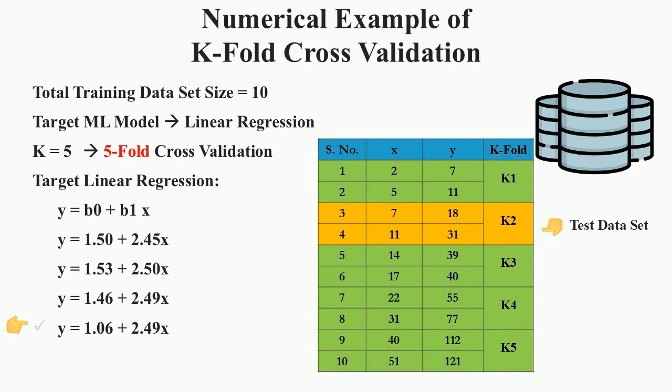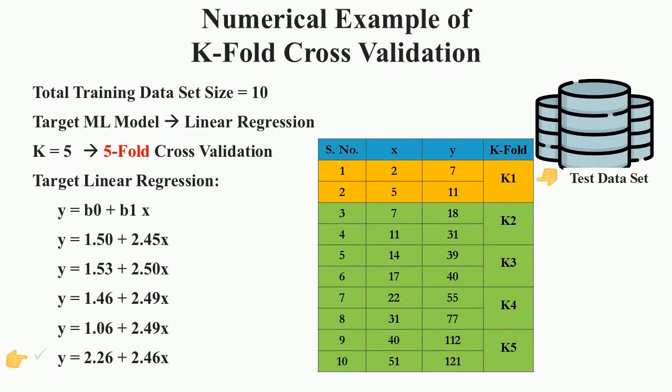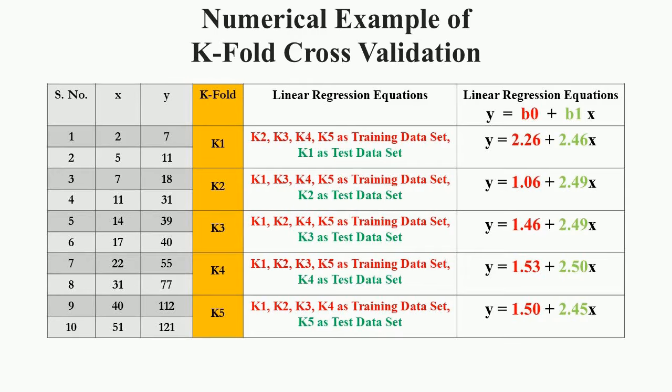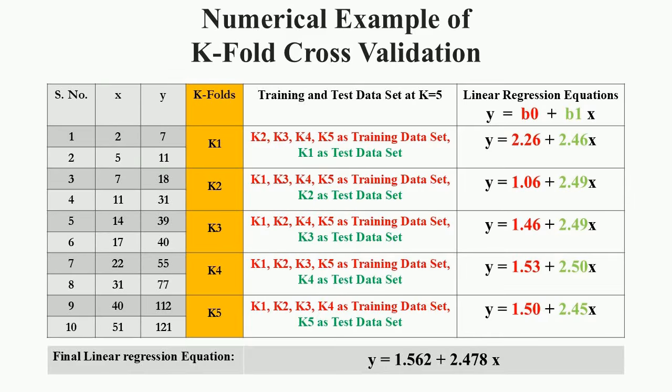Further, K1, K3, K4 and K5 are used for training and K2 is used for testing the model. Again, a new regression equation is obtained and presented here. And finally, K2, K3, K4 and K5 are used for training and K1 is used for testing the model. And the regression equation so obtained is presented. All the regression equations are summarized in the presented table with respective training and testing k-folds. A final linear regression between x and y is obtained by taking the mean of the B0 and B1 values. This is presented in the last row of the table.